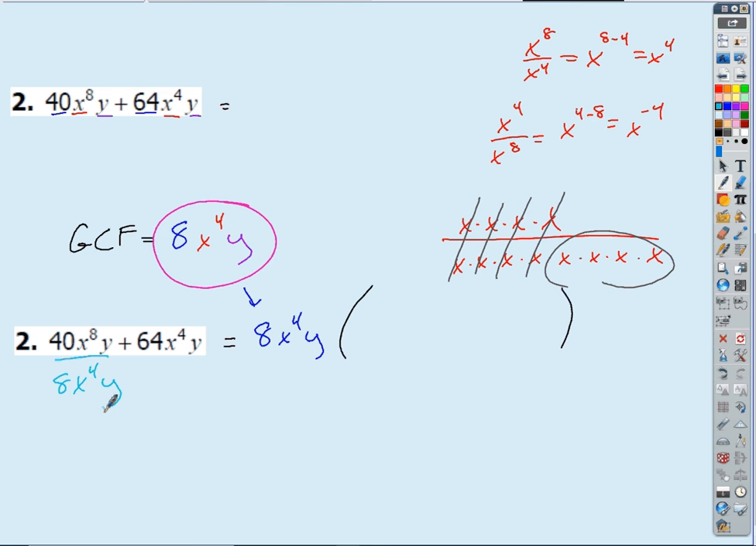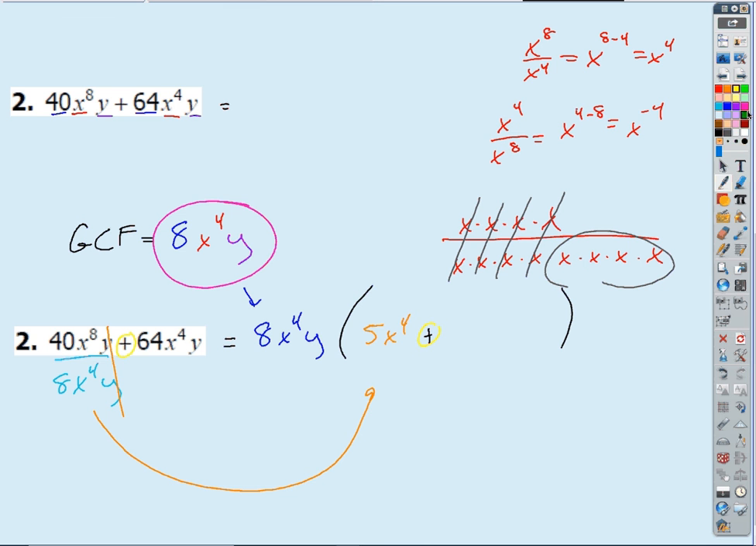40 divided by 8 is what? 5. Okay, so I know the number part is going to be a 5. X to the 8th divided by x to the 4th is, you already told me that's x to the 4th, and the y's canceled, right? So that's my first term that's left over. When I divide out the common factor, 8x to the 4th times y, what's left behind from the first term is a 5x to the 4th. Well, this plus sign, I'm going to put a yellow circle around it so we know that those are the same plus signs, right? Now, what's left from the other one?